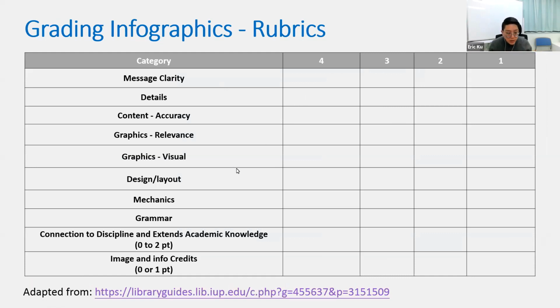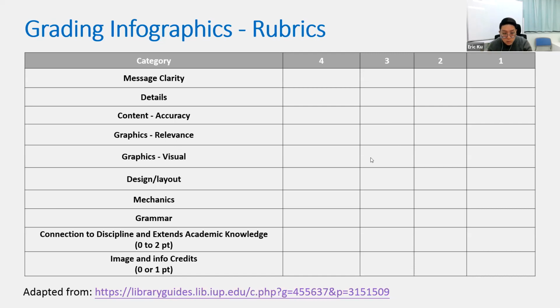We can use a rubric. So this is a rubric that I found from Indiana University Press. And basically with the rubric, you can have all the aspects of a traditional academic paper rubric, but add the graphic and the visual elements. So do the visuals, are they relevant? Do they make sense? Things like that.